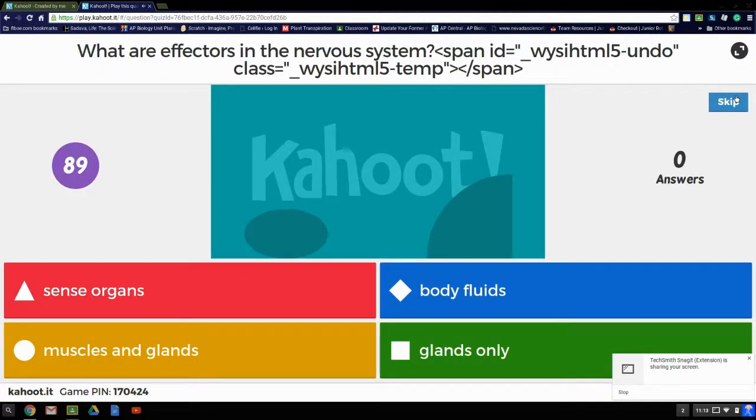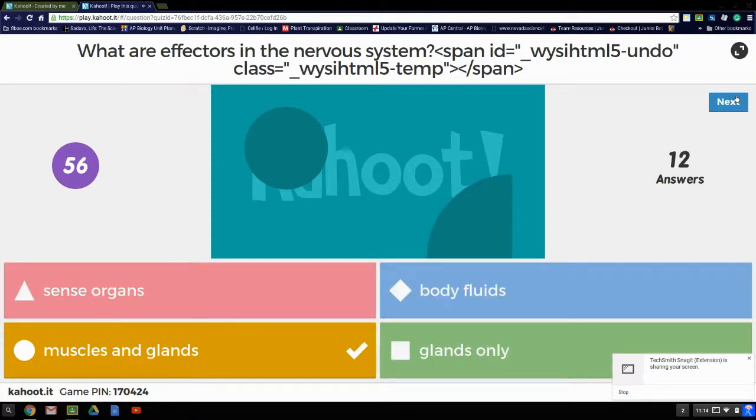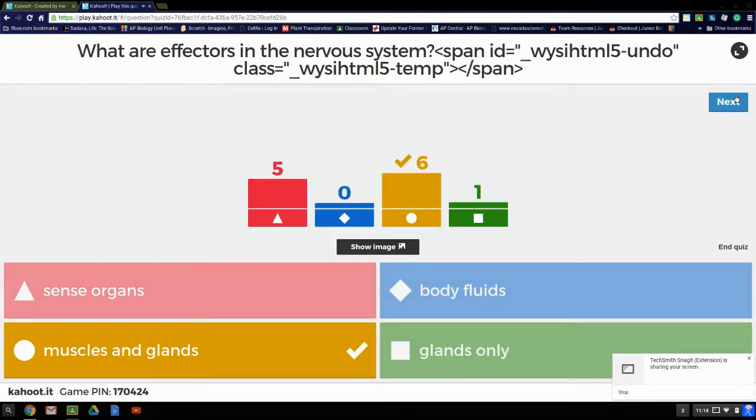What are effectors in the nervous system? So what are effector cells? I don't know where the other thing came from. We didn't answer yet. Come on. Muscles and glands are effector cells.